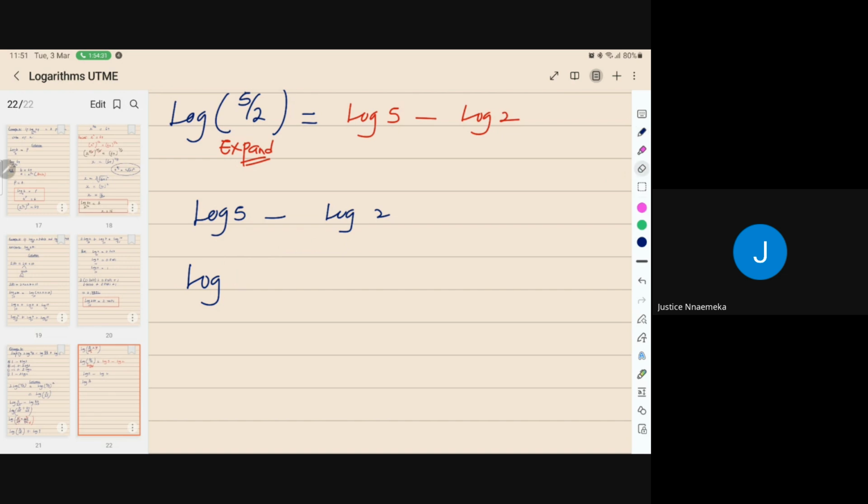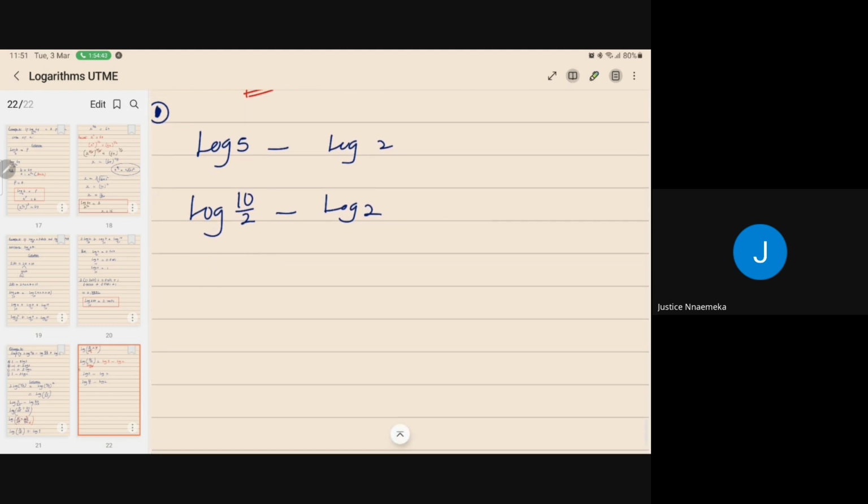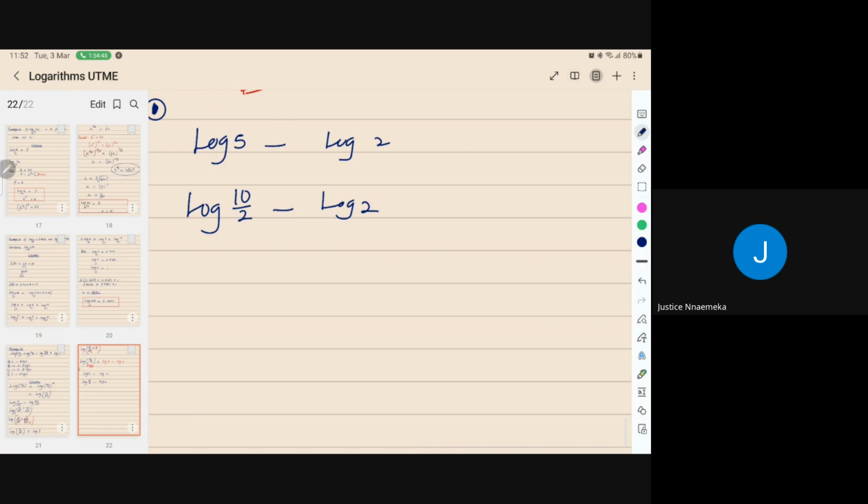Okay. So let me simplify further. So let's have this as log of 10 over 2 minus log 2. That's because of the step they gave us there. I'm trying to simplify further so I can have an option right there. But we're on point. Now, log of 10 over 2 minus log 2. Are you there now? Because 10 divided by 2 will still give me 5. So there's nothing bad I've done so far. We are still on point, right? 10 over 2 is still going to give us 5 minus log 2. Does that make sense?